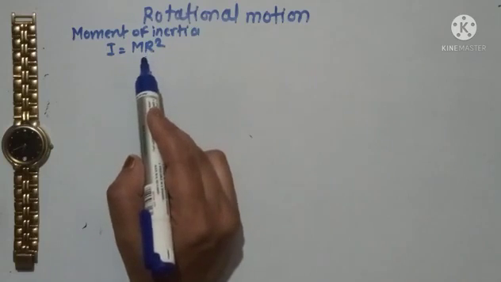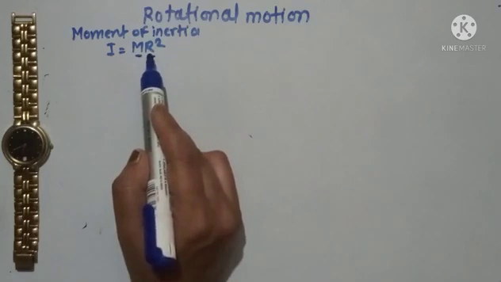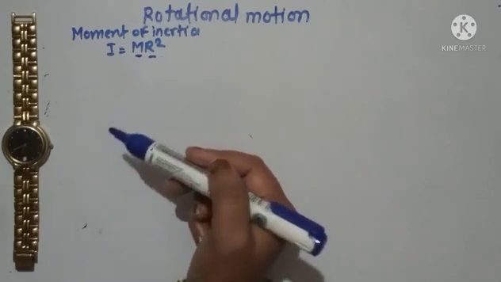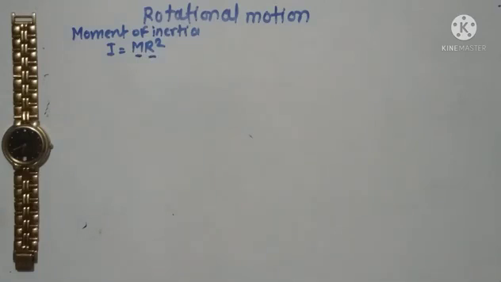We have also seen that this moment of inertia depends on the total mass of the body and the distribution of the particles about the axis of rotation. It also depends on the shape and position of the axis of rotation. Now in this lecture we are going to see what is the moment of inertia of a spherical shell about its diameter.